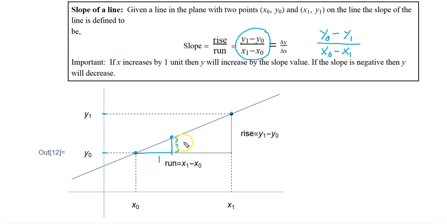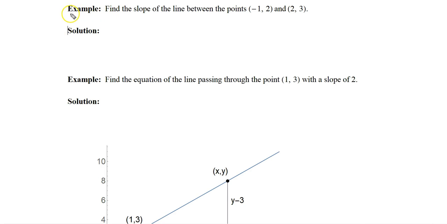So this would be the slope, whatever the rise over run would happen to be. And if this number is negative, well then the y value would actually decrease if this were negative. Now let's take a look at an example.